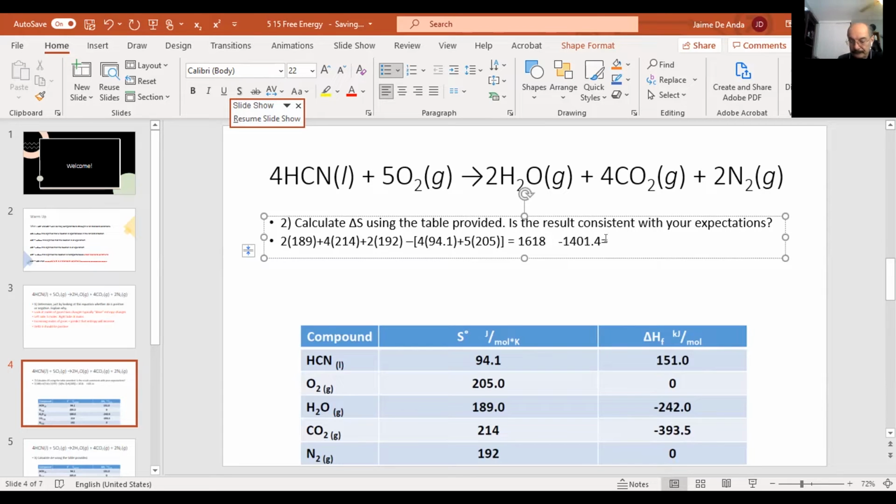So that minus 1401.4 equals 216.6. Well, technically, since the first group here doesn't have any decimals, we round that to 217, and this would be joules per Kelvin per mole. Hopefully you guys got the same. Did you guys get that? Same one.